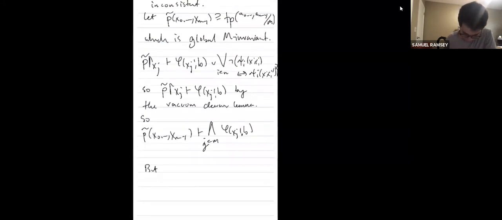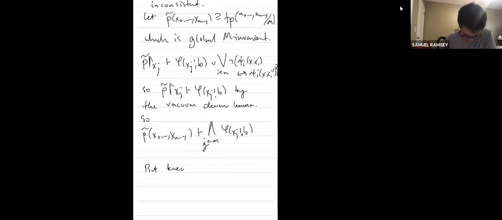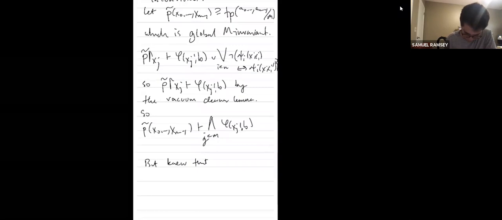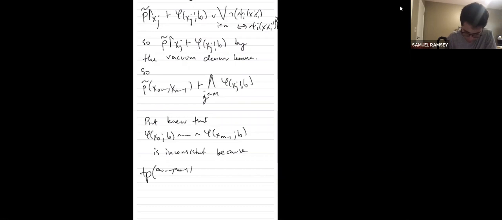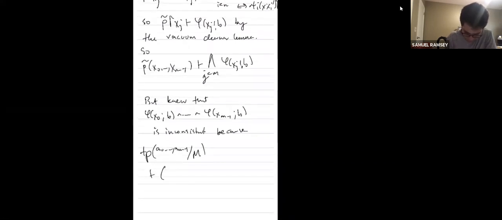But we knew that phi x0 b and dot dot dot and phi x m minus 1 b is inconsistent, because if I looked just at the type of a0 through am minus 1 over m, that implied it's not the case that there exists some y such that the conjunction over all j less than m of phi xj y holds. That's how we chose it, right?